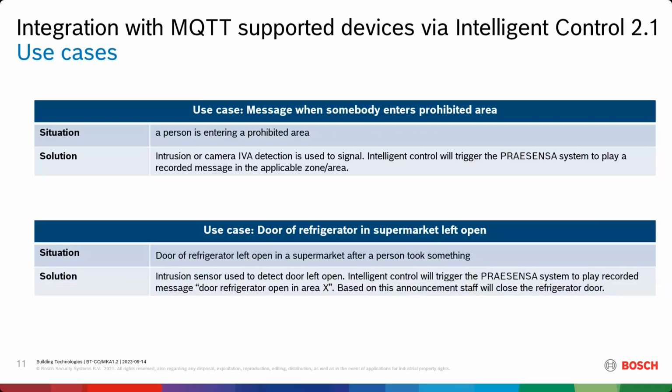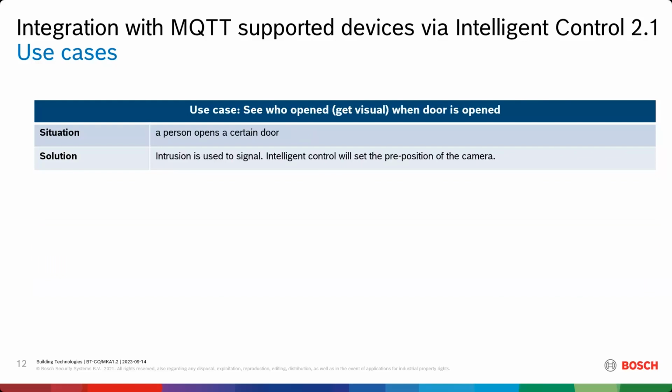Now, a refrigerator door in the supermarket, let's say. There is a lot of energy consumed near the refrigerator, so now they close doors to keep all the cool inside. Somebody leaves the door open. Also here, this can be a trigger towards the PXI-Core, which we can use for logical programming in intelligent control to make an announcement in a zone in the PRAESENSA system.